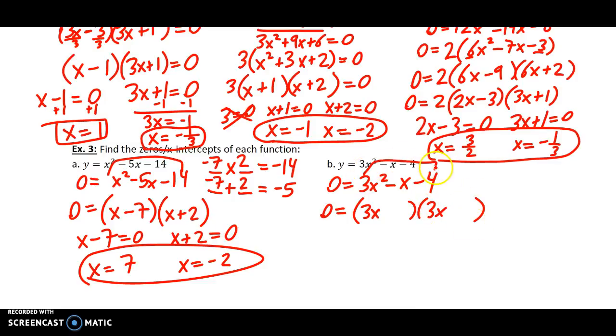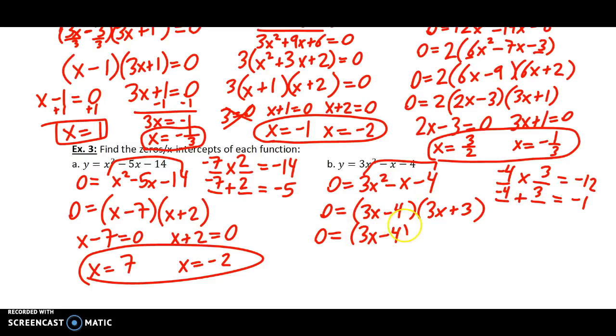Multiply the first and last terms together. So 3 times -4 is a -12. So what multiplies to -12 and adds up to the middle term of -1? Well, that would be a -4 and a +3. So it's -4 and +3. This time you'll notice you have to reduce, right? 3x minus 4 doesn't have anything that I can divide by, so that'll stay 3x minus 4. But 3x plus 3, I can divide both of those by 3. So that'll give me x plus 1.